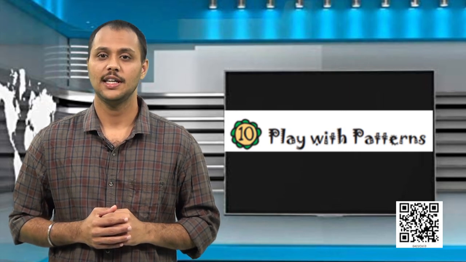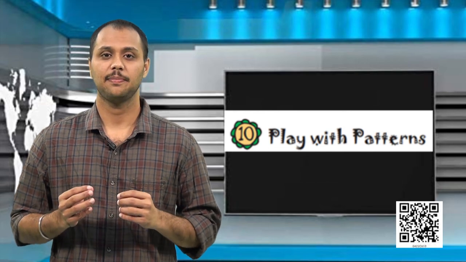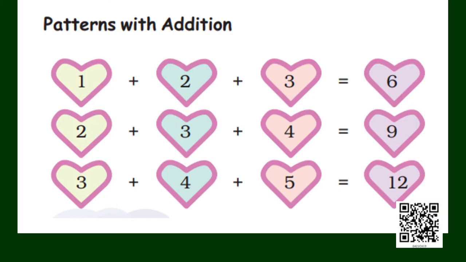Now, we will see some rules in addition. Observe this addition pattern. If you see the addition pattern, it is 1 plus 2 plus 3, which is equal to 6. The next one is 2 plus 3 plus 4, which is equal to 9. And the next pattern is 3 plus 4 plus 5, which is equal to 12. Can you observe anything in this? Look at the numbers 1, 2, 3. They are increasing by 1, right?